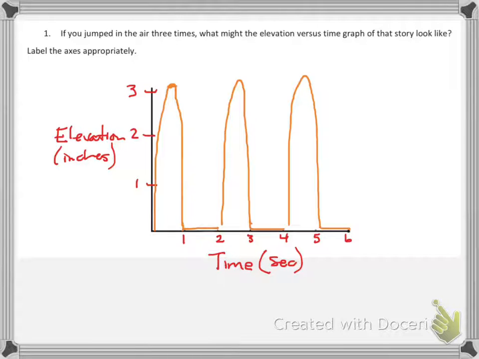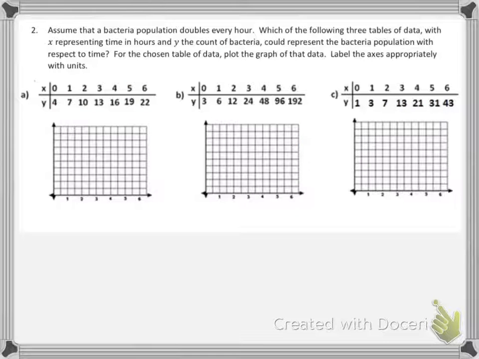All right, number 2. Assume that a bacteria population doubles every hour. Which of the following 3 tables of data with X representing time in hours and Y representing the count of bacteria could represent the bacteria population with respect to time? For the chosen table, plot the graph of that data and label the axes appropriately with units. Okay, well, I'm just going to check to see which one doubles every hour.